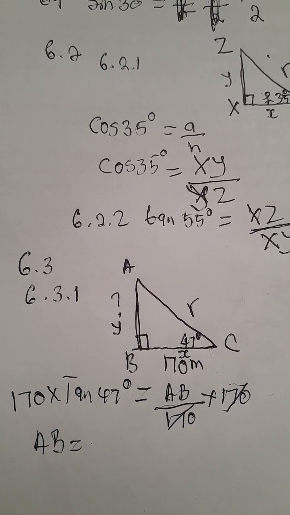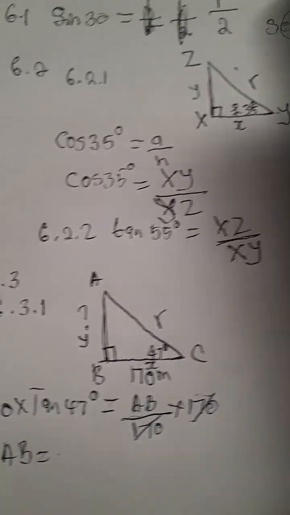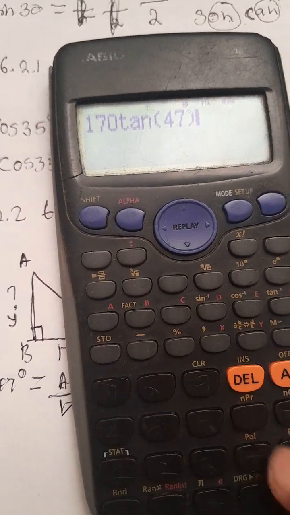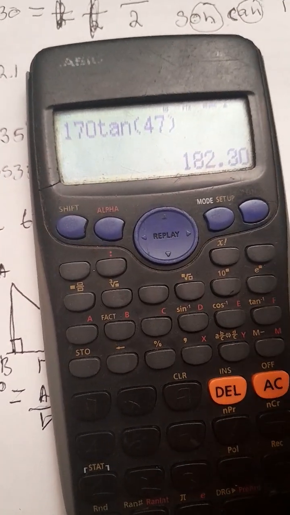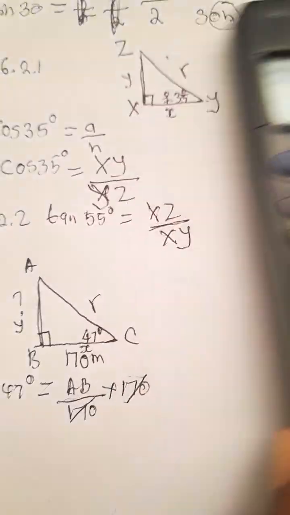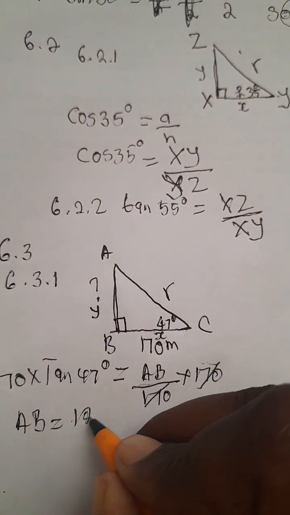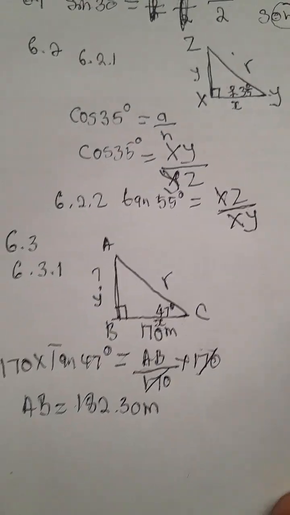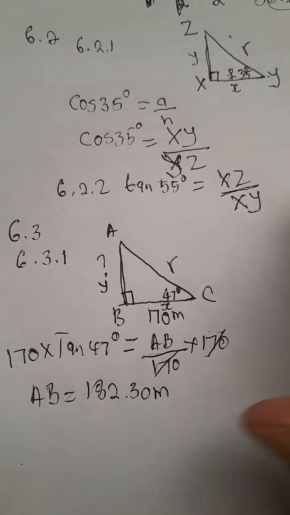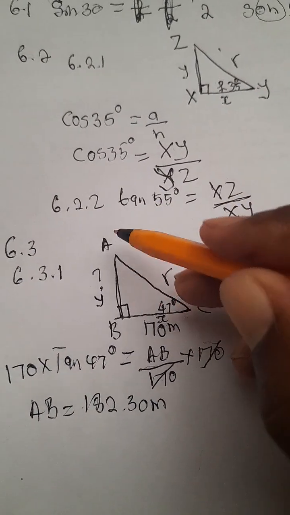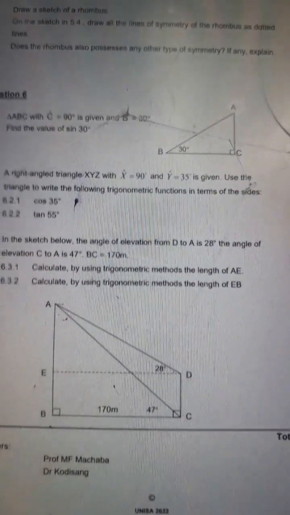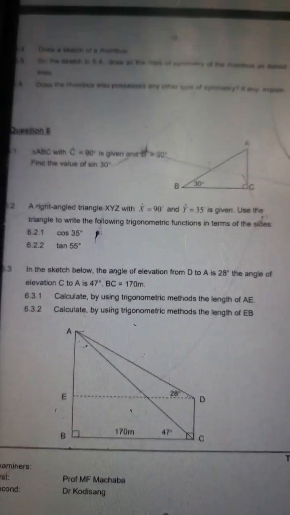So 170 times tan 47. What is that? That is 182,30. 182,30 what? Meters, in units, right? So it's very important to consider the units. So we already know AB.